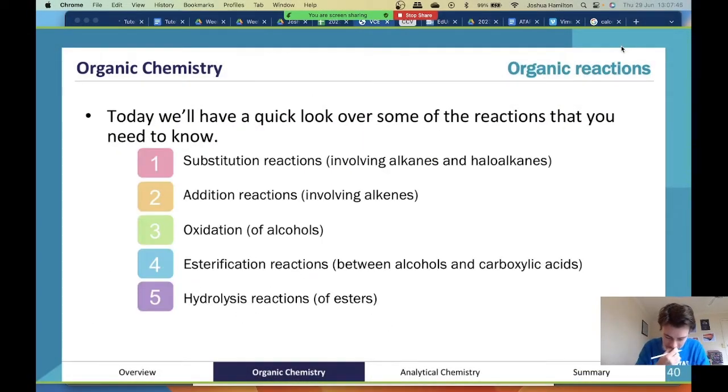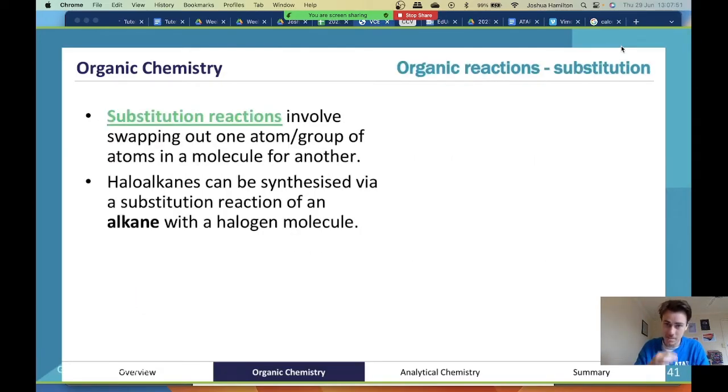So moving forward, we're going to move into our reactions. We've got 5 different reactions, and we're just going to move straight into them. We'll start off with the most basic and common one. This is a substitution reaction. This essentially involves taking one thing out and putting something in.